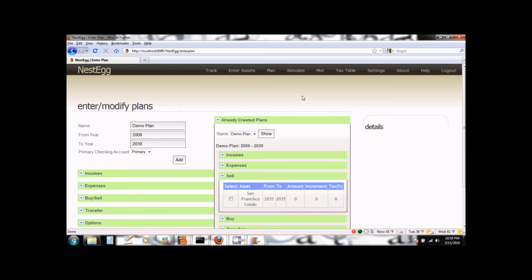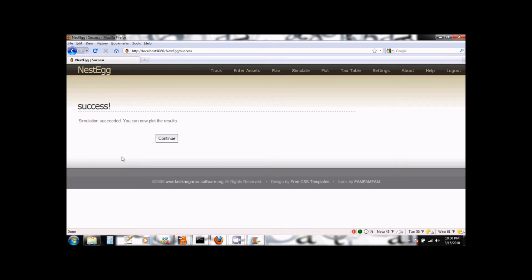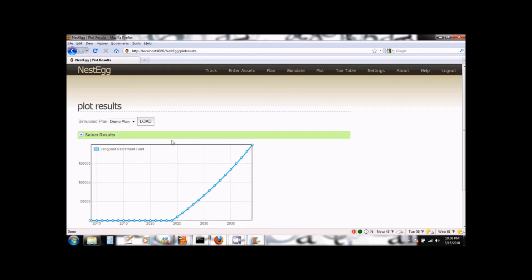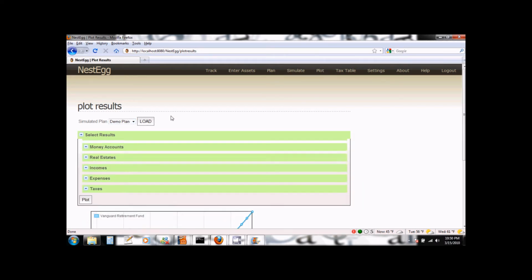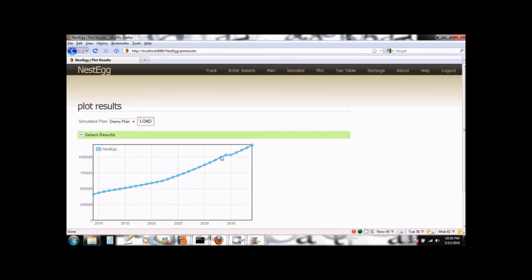So let us now go ahead and run the simulation. We go under simulate, select our plan, and ask it to run a simulation. When the simulation completes, we click continue to plot the results. This time we should remember to load our new results by clicking on load. Then we go under select. Let us always first look at nest egg to make sure that it is constantly positive, and it is indeed.